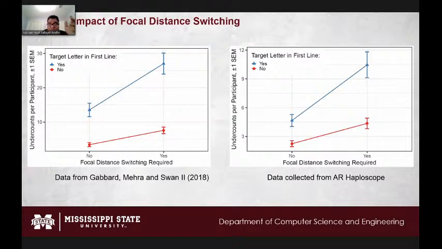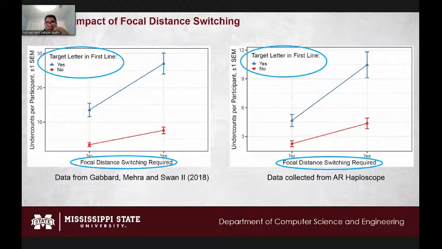So what kind of interaction effect are we trying to explore here? We want to see the interaction effect of focal distance switching and the target letter in the first line. The previous experiment made a hypothesis that when we need focal distance switching, and if the target letter appears at the first line, participants will do more undercount. So we want to see if the hypothesis is supported by our experiment or not. In both experiments, we have found a consistent result for that hypothesis. In the next slide, I will explain that more, what the interaction effect actually is and what we are trying to measure from these two variables.